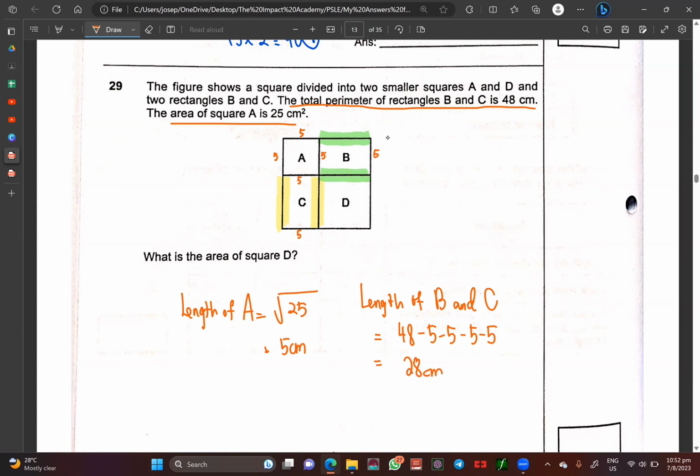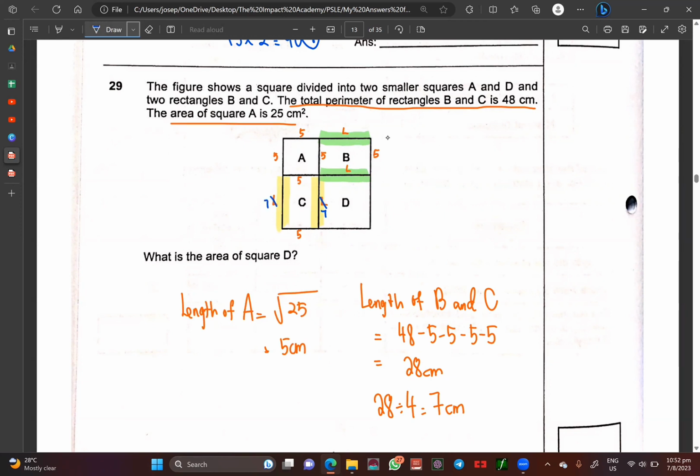Because we know that this is the length, this is the length, this is the length, and this is the length, there are 4 lengths in total. We want to find the individual length, so all we have to do is 28 divided by 4, and we get 7 centimeters. Since we know that is 7, let's replace the L with 7.